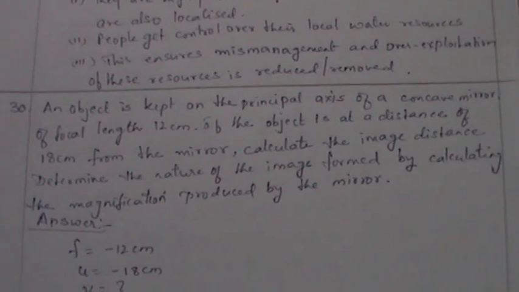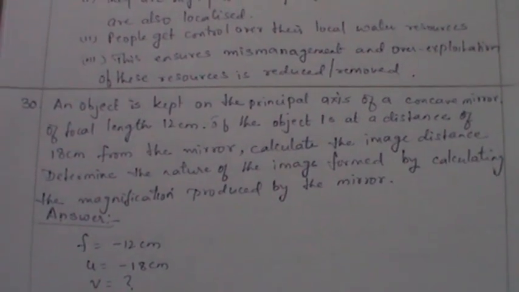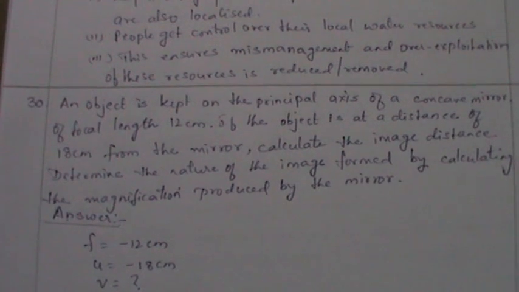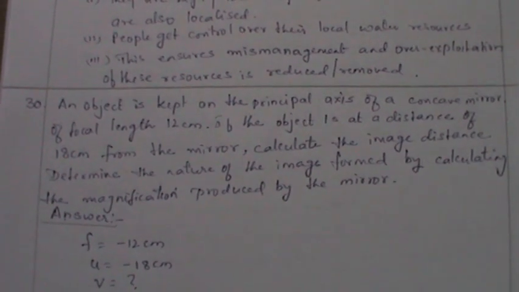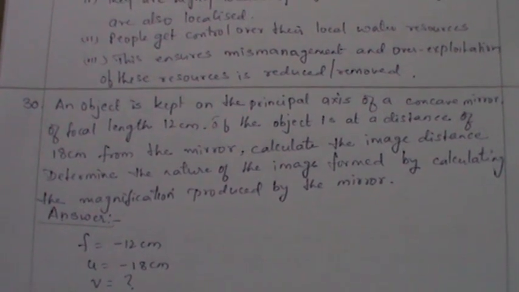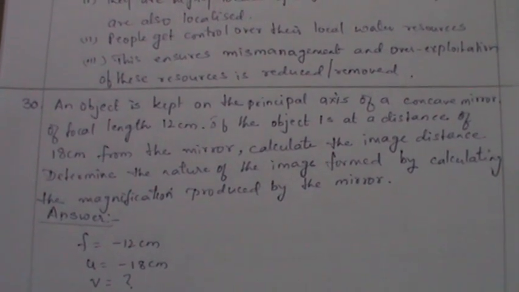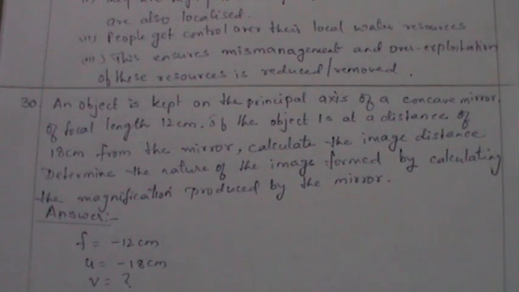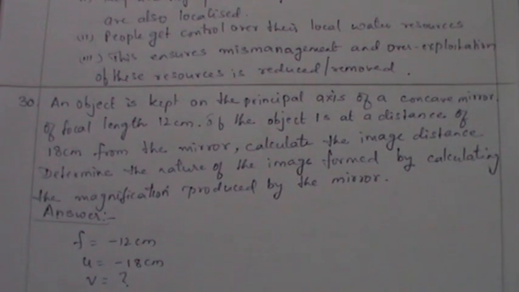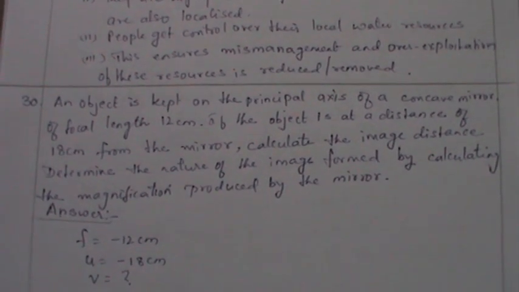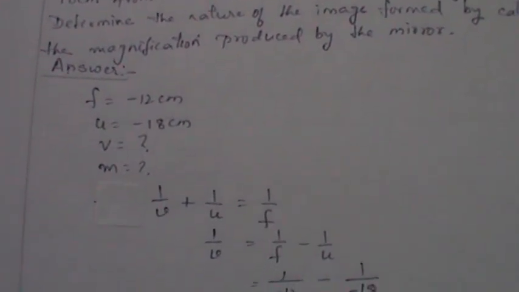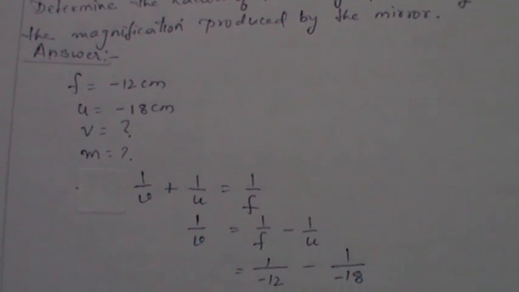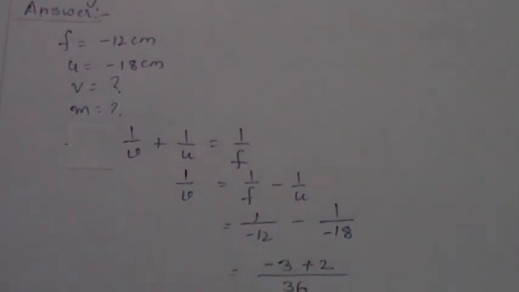Question number 30. An object is placed on the principal axis of a concave mirror of focal length 12 cm. If the object is at a distance of 18 cm from the mirror, calculate the image distance. Determine the nature of the image formed by calculating the magnification produced by the mirror. Answer. f is equal to minus 12 cm, u is equal to minus 18 cm, v is equal to question mark, m is equal to question mark.